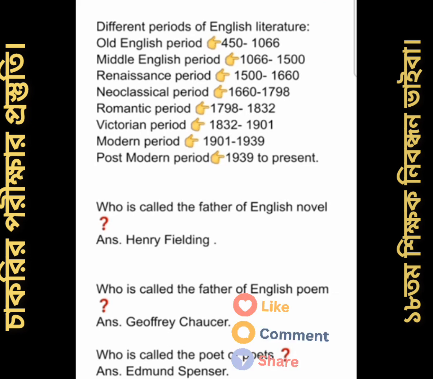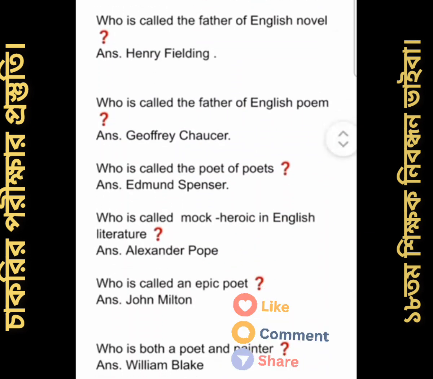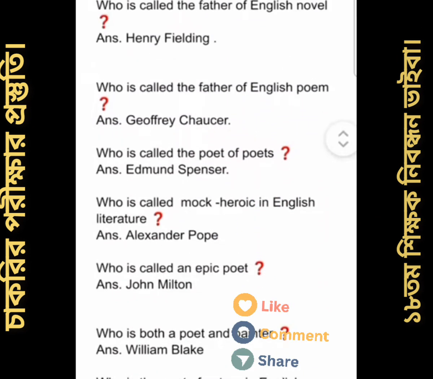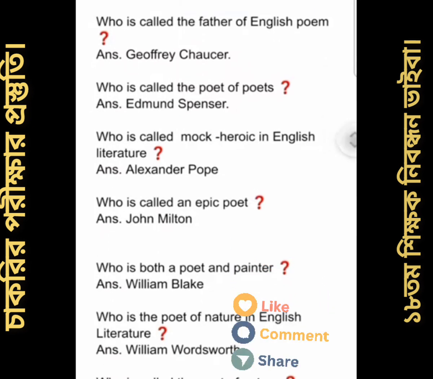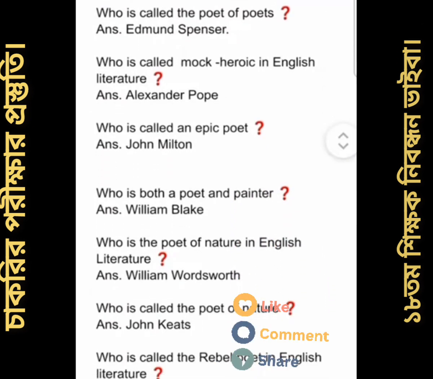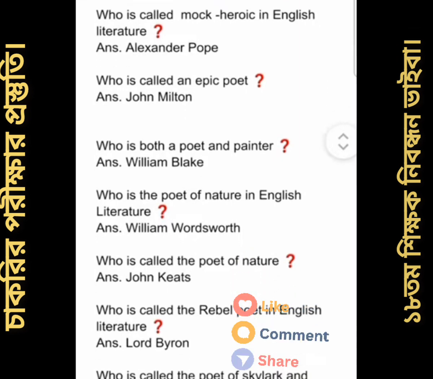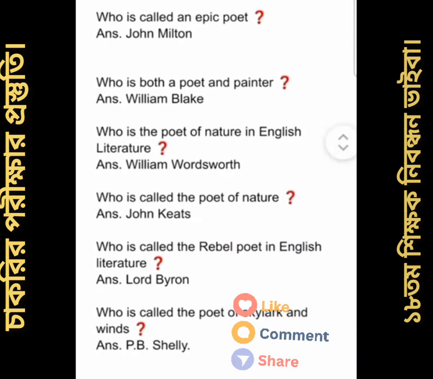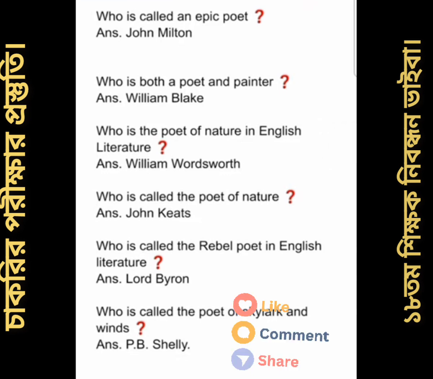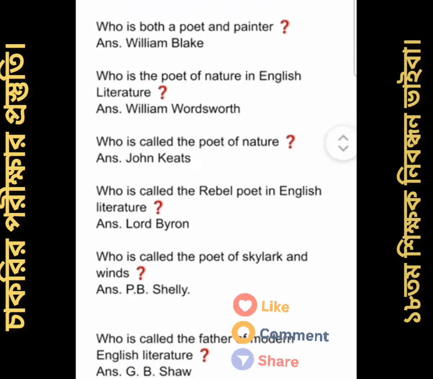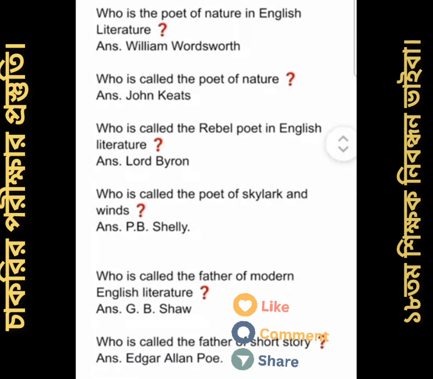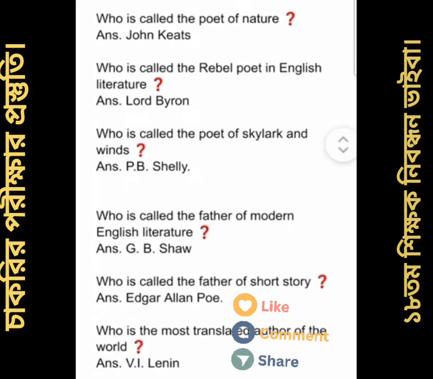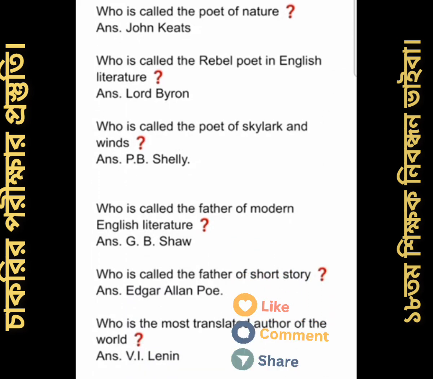The next question, who is called the father of English novel? Henry Fielding. Who is called the father of English poetry? Geoffrey Chaucer. Who is called the poet of poets? Edmund Spenser, most important. Who is called mock heroic in English literature? Alexander Pope. Who is called an epic poet? John Milton. Who is both a poet and a painter? William Blake. Who is the poet of nature in English? William Wordsworth.